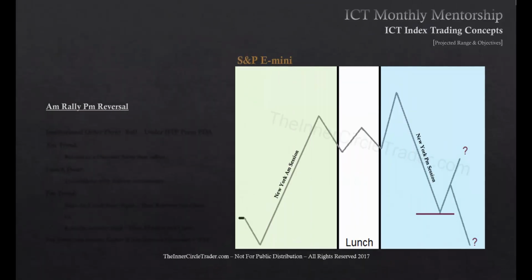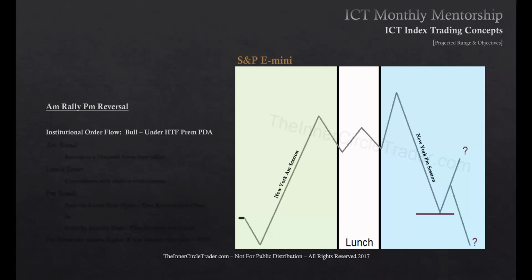Okay, now we have AM rally, PM reversal. Institutional order flow is bullish, and this is seen on daily and 4-hour, but it's underneath, for instance, a 4-hour higher time frame premium PD array. So in other words, price has been going up.